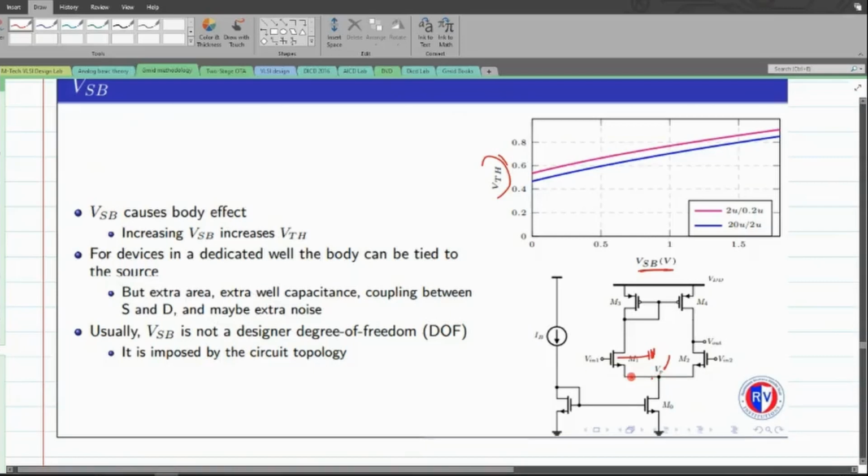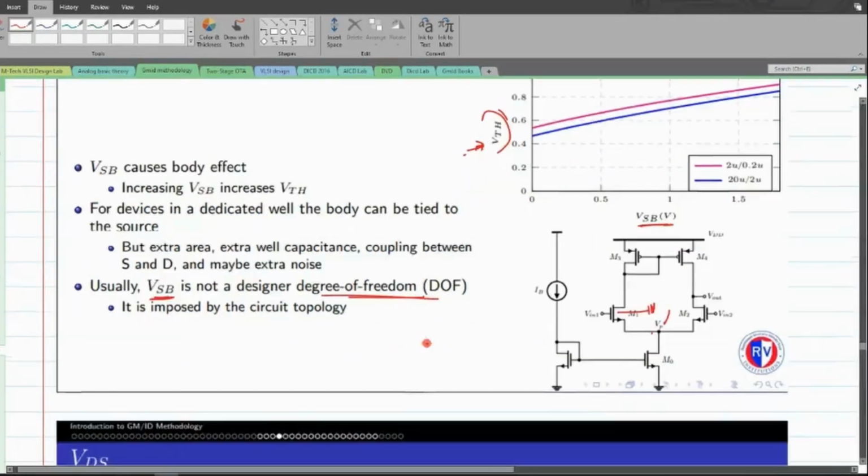In general, we know that VSB has a variation on the value of the threshold voltage. But if you ask me whether I can use this as a controlling knob for a designer, the answer is no, because the value at this particular node cannot be defined by you. You cannot force some voltage across this VSB. Because of that, I cannot use VSB as a designer's degree of freedom, so we will drop VSB out of our equations.